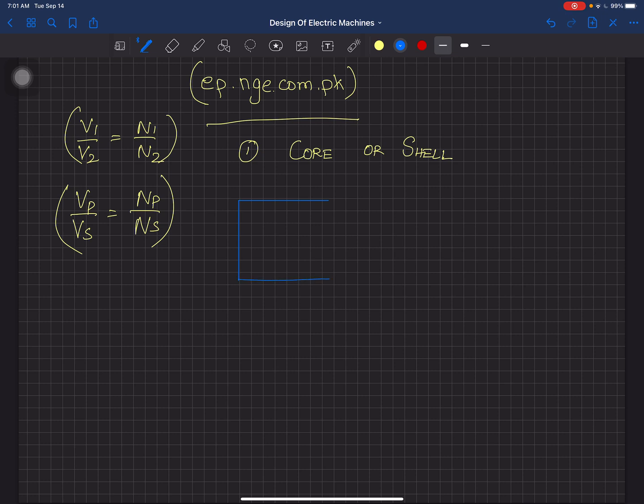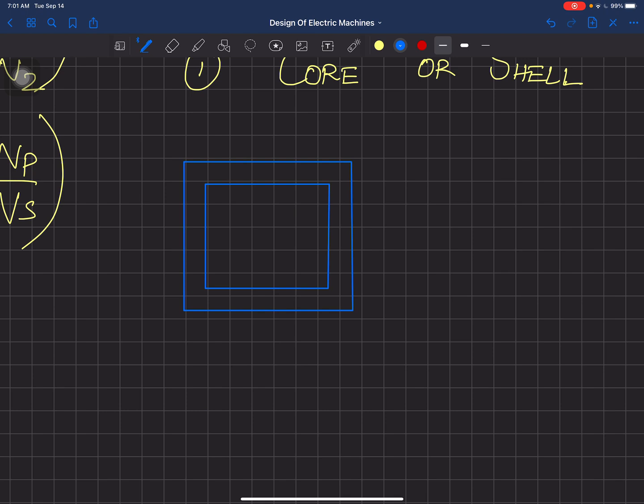So this is going to be my core. Okay, so this is my single phase core type, and on this one, supposedly this is my winding which I am doing. I'm drawing a two-dimensional picture.